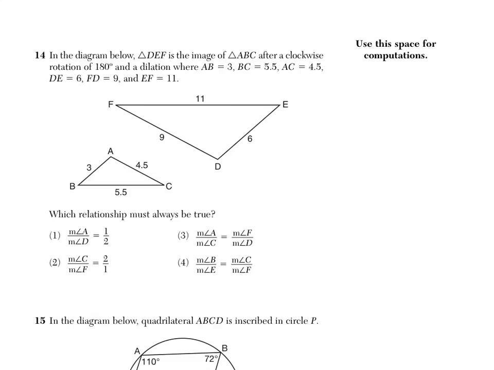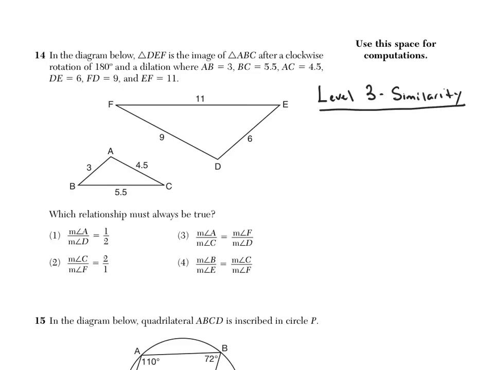In the diagram below, triangle DEF is the image of triangle ABC after a clockwise rotation of 180 degrees and a dilation where AB equals 3, and so on. Which relationship must always be true? Now, you might be looking at this and saying, oh, this is level 1, this is all this transformation stuff. But really, in my opinion, this is more like a level 3 question, and I'll tell you why in a second. This is about similarity and the properties we know about similarity.